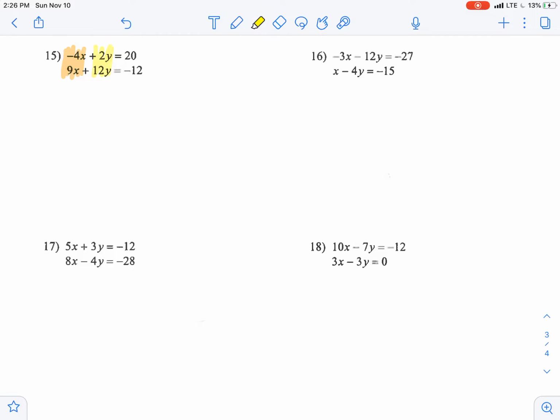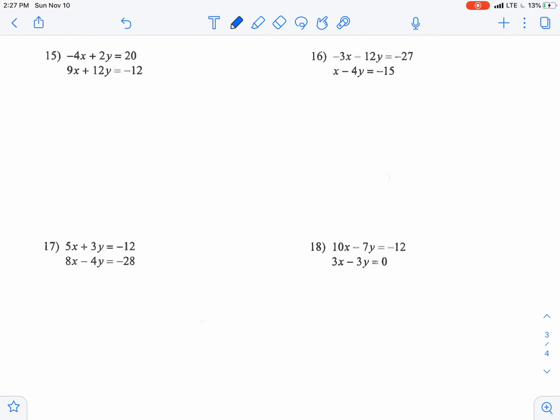Now, the number for your x's, to make them the same, we would have to make them both be 36. Kind of like a common denominator. They both go into 36. On my y's, they will actually both go into 12, okay? And since 12 is one of my numbers, we could just multiply one equation. Now let me show you what I'm talking about.